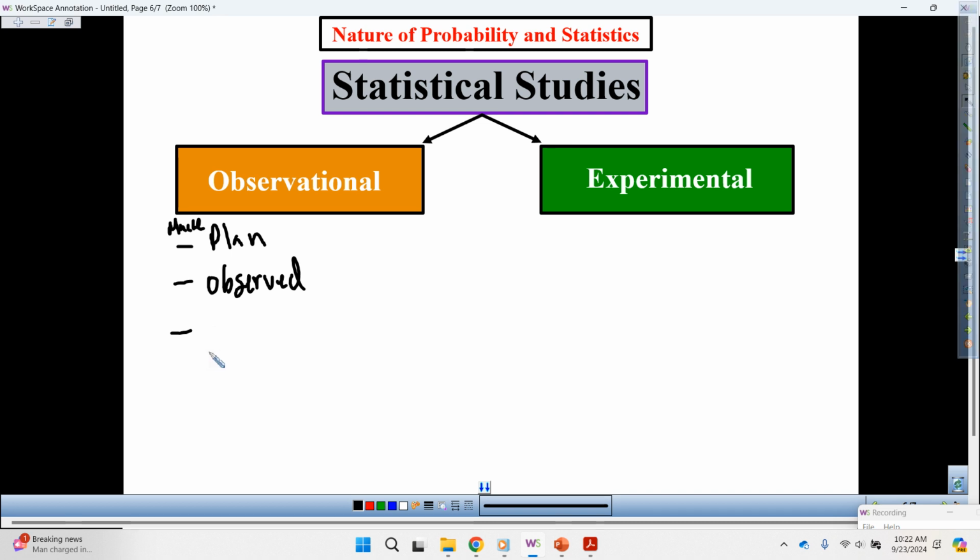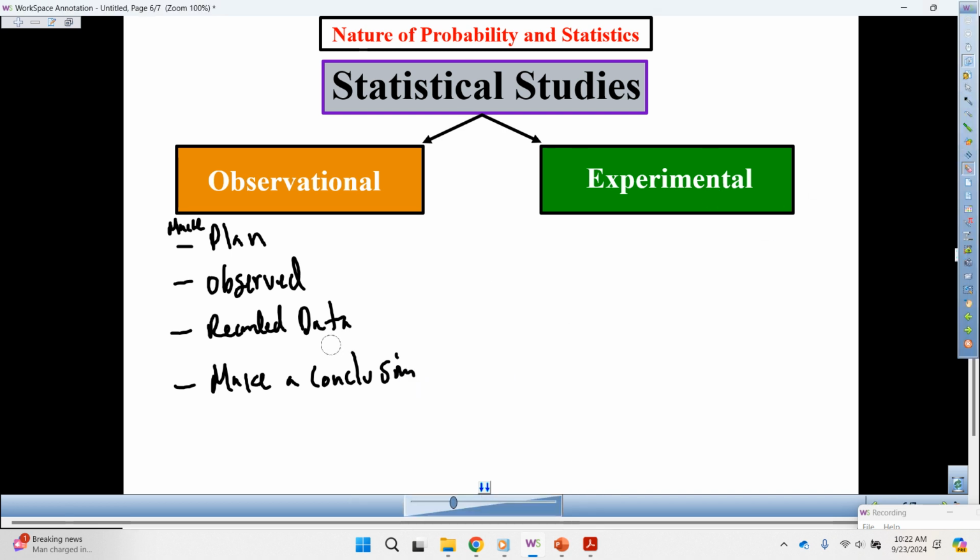And what did I do while I was observing? Pass them. Yeah, recorded data. And what did I do at the end? Pass someone, Lulu. Made a conclusion. Conclusion. Yes. Okay. Pretty straightforward.